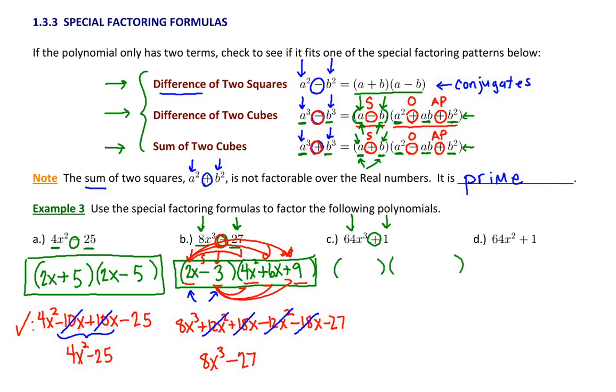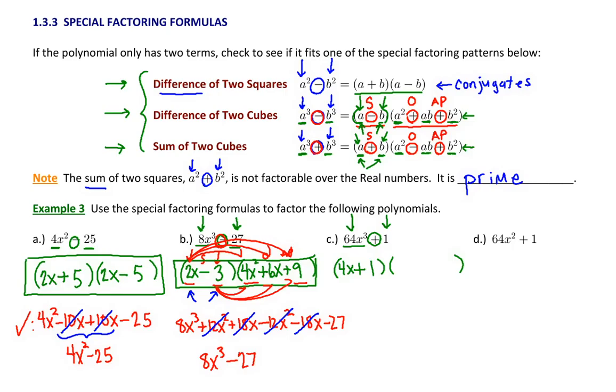Now, to get the first term in our binomial factor, I'm going to find the cube root of 64x cubed. And that would be 4x. 4x times 4x times 4x gives me 64x cubed. The sign in my binomial is going to be the same as the sign in the original polynomial, which is a plus. And then the second term in our binomial is the cube root of our second term, 1, which is 1. So we have binomial factor 4x plus 1.